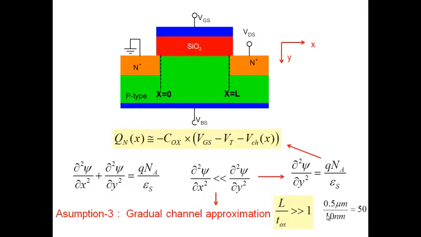What is much, much larger than 1? As an example, for a 0.5 micron MOSFET, a typical oxide thickness would be around 10 nanometers, and therefore the ratio is about 50. So in order to ensure that this current equation is valid, you have to keep L by T oxide much, much larger than 1. The order is around 30, 40, 50. If you don't keep that, then the whole device is highly two-dimensional in nature, and this equation will not be valid.